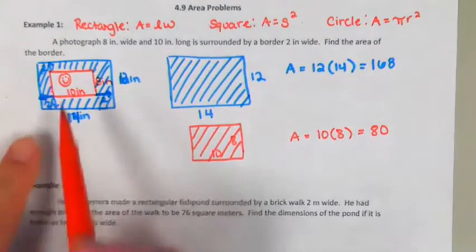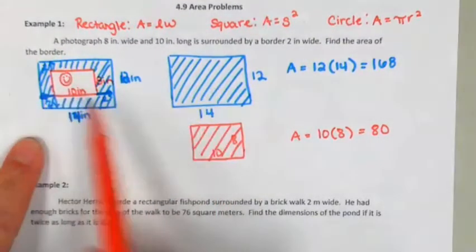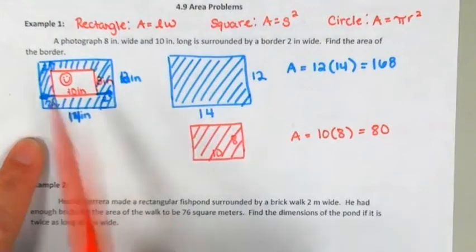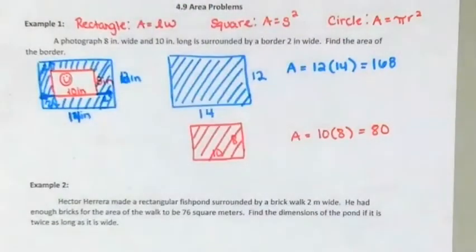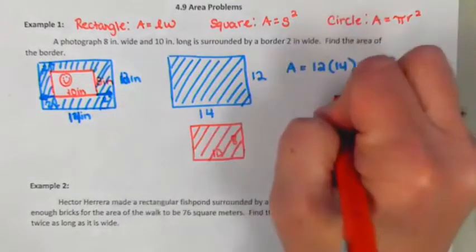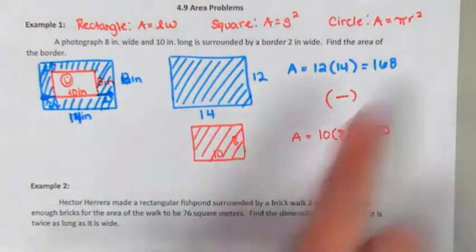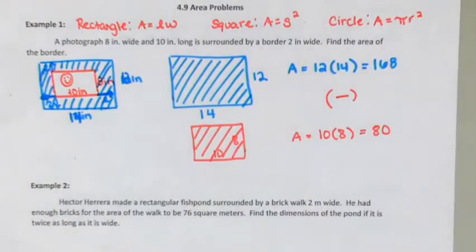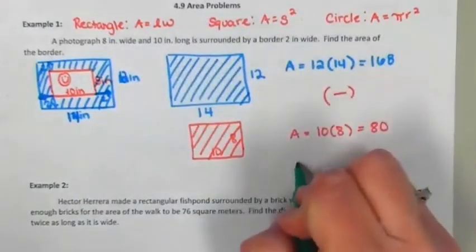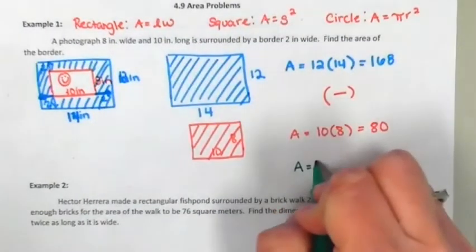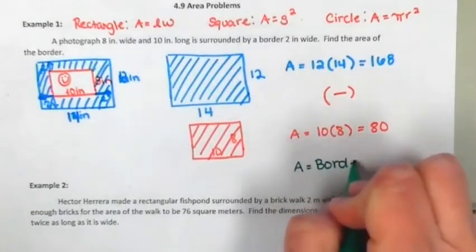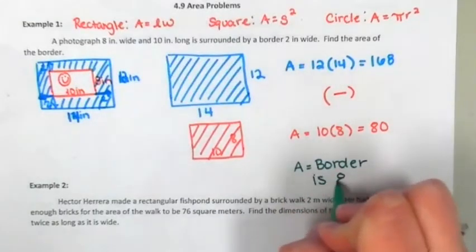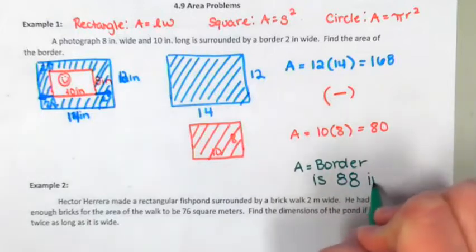Now, if I have the area of the whole thing and I have the area of my photo, I want to take away the photo, don't I? I'm going to cut the area away. So what do I have to do with the two areas? I'm going to subtract the 2. So 168 minus 80 is 88. So the area of my border is 88 what? Inches squared.